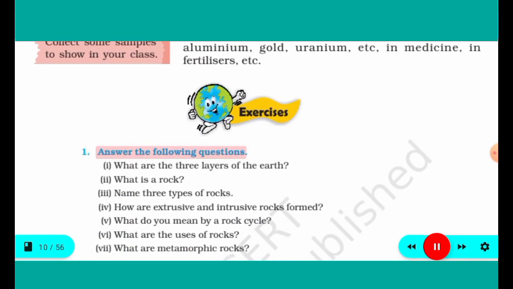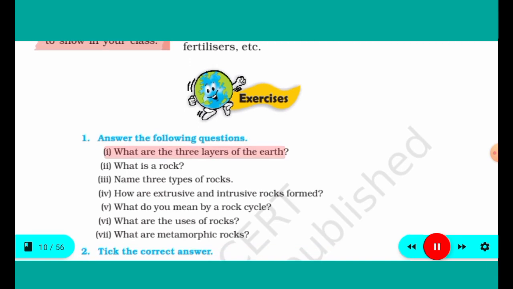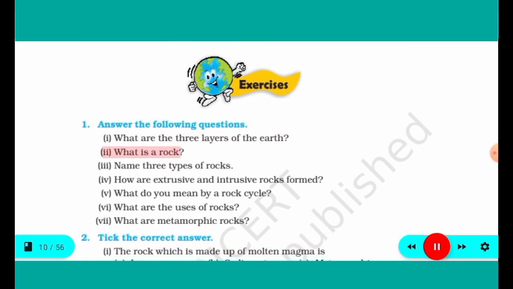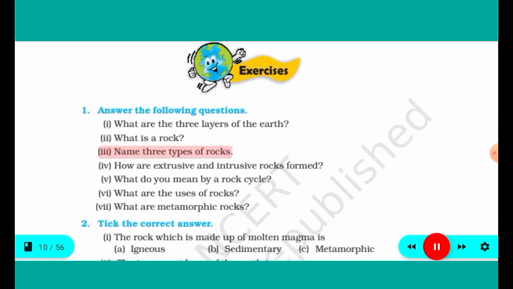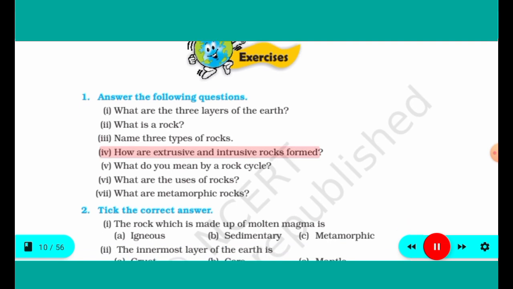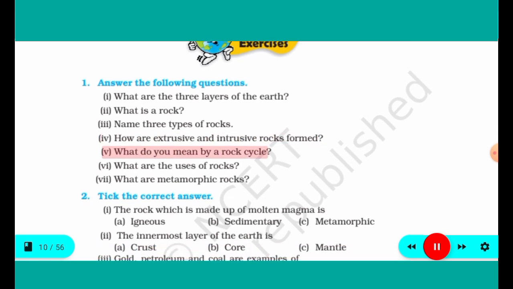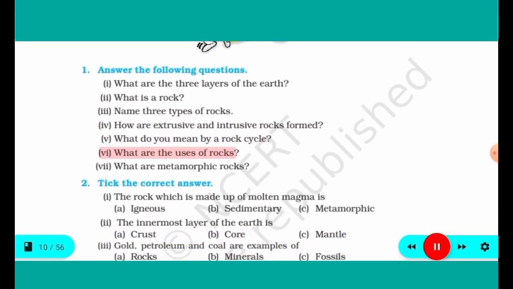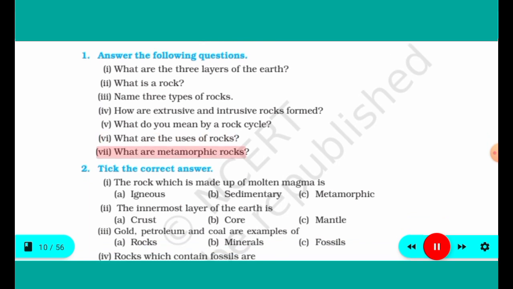1. Answer the following questions. i. What are the 3 layers of the Earth? ii. What is a rock? iii. Name 3 types of rocks. iv. How are extrusive and intrusive rocks formed? v. What do you mean by a rock cycle? vi. What are the uses of rocks? vii. What are metamorphic rocks?